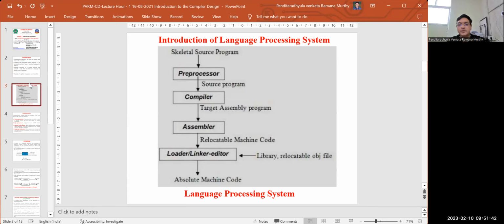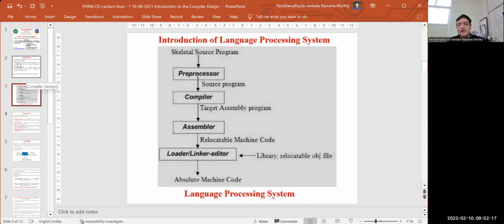The preprocessor will do all the required things to make the source program suitable as input for the compiler, so that the compiler can convert the given program into the target assembly program. In the assembly program, the converted zeros and ones of the high-level language will be converted into relocatable machine code, so that it can be executed and derive the required output suitable for the machine.